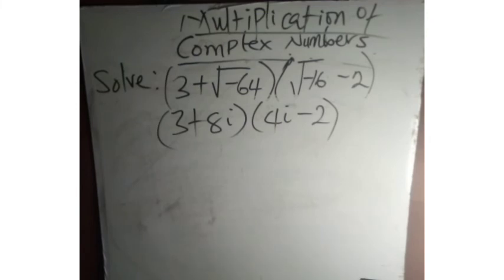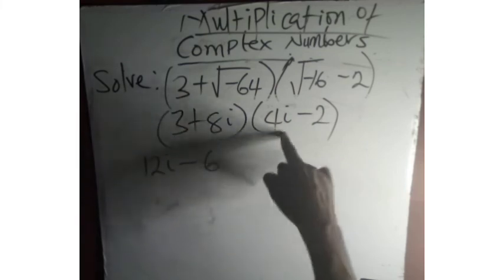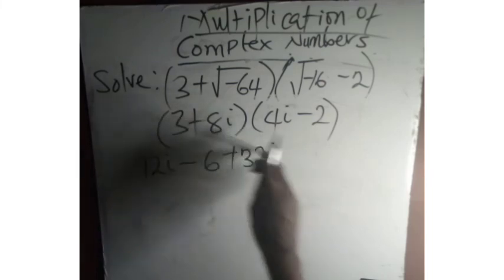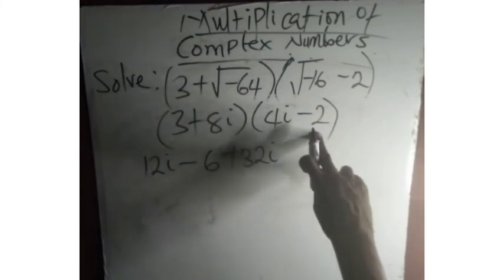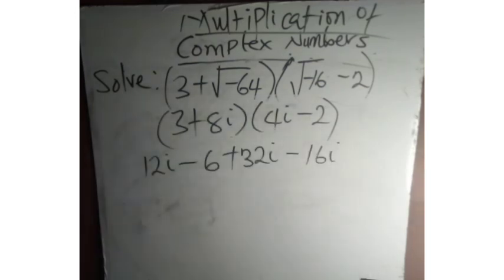So from here, having broken down the problem to a more simplified form, we can then expand. So 3 times 4i is 12i, right? And 3 times minus 2 is minus 6. 8i times 4i is plus 32i square, and 8i times minus 2 is minus 16i, isn't it? So having arrived at this point, we are almost close to an answer.